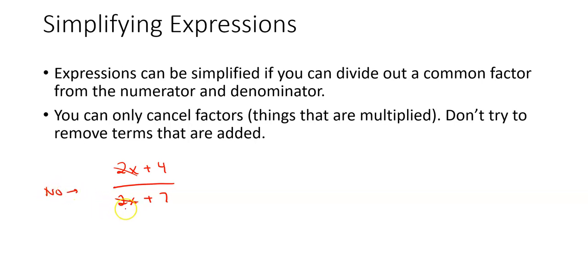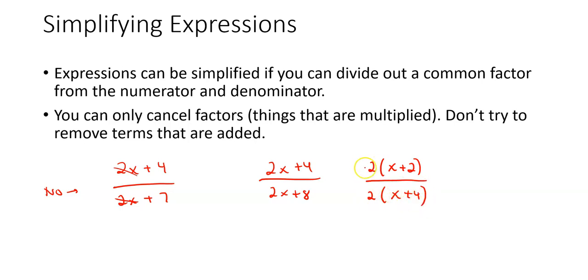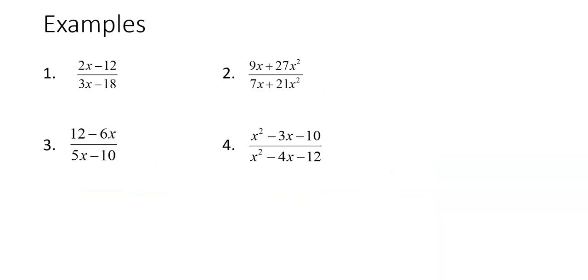Don't do that. If you were able to factor something out in common, like you had 2x plus 4 over 2x plus 8, you could say, oh, I can pull a 2 out of the top, and I'm left with an x plus 2. I can pull a 2 out of the bottom, and I'm left with an x plus 4. And now I can remove that common factor of 2 top and bottom, and here it is simplified. All right, it's not much simpler than when we started, but at least it's done correctly. All right, let's take a look at a couple of these.